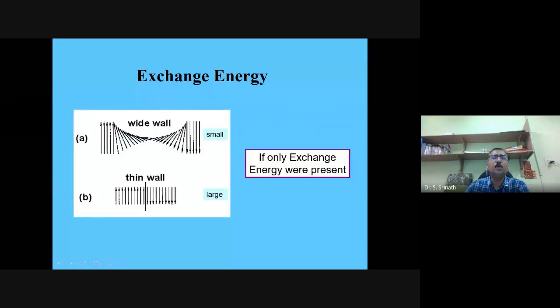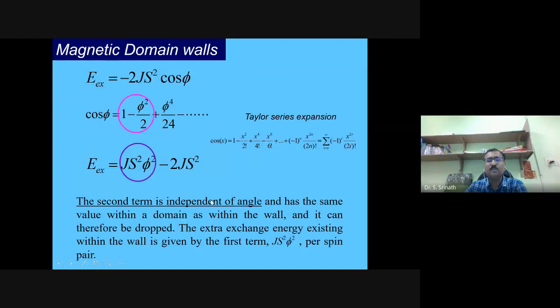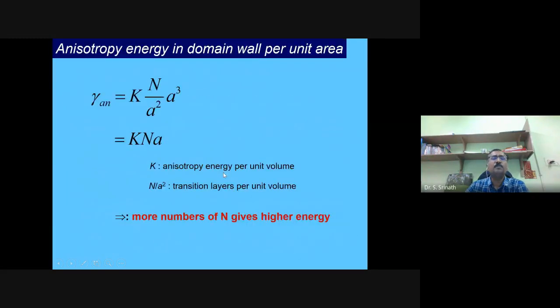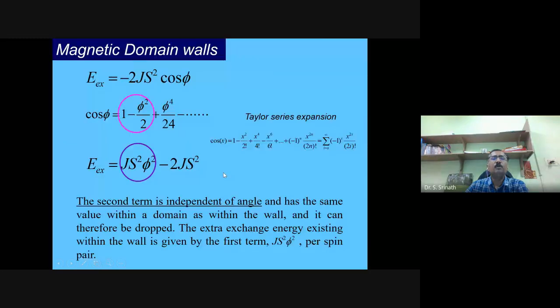Suppose exchange energy alone is there, it prefers a wide wall. If you have a very wide wall, the exchange energy will be small, and if you have a very thin wall, that means immediate flipping, then the exchange energy will be very large, which we discussed. So I will go to this step.